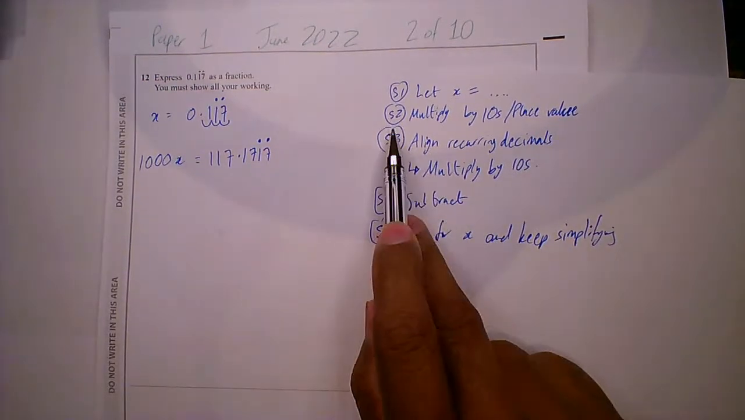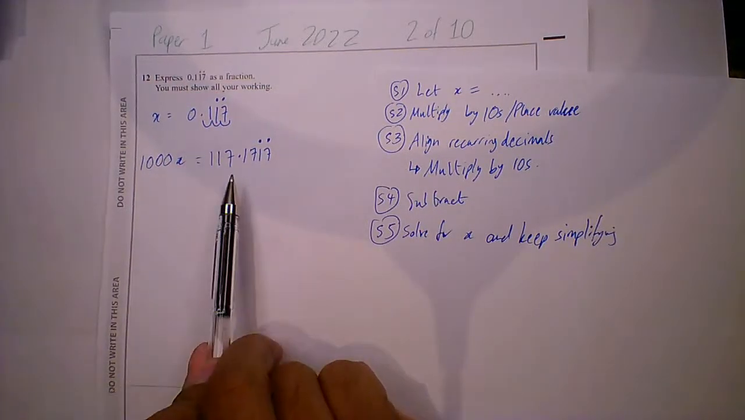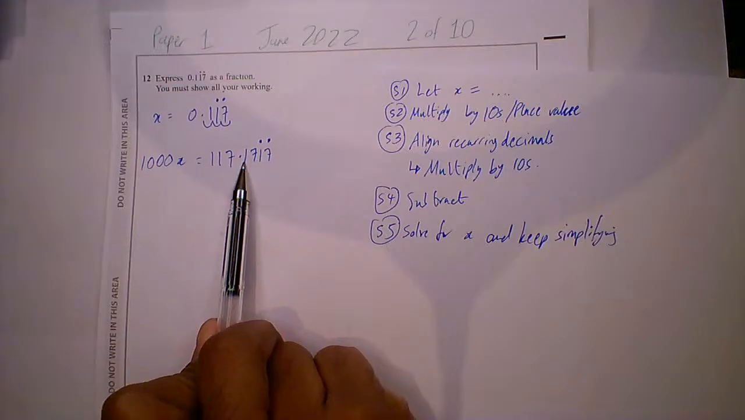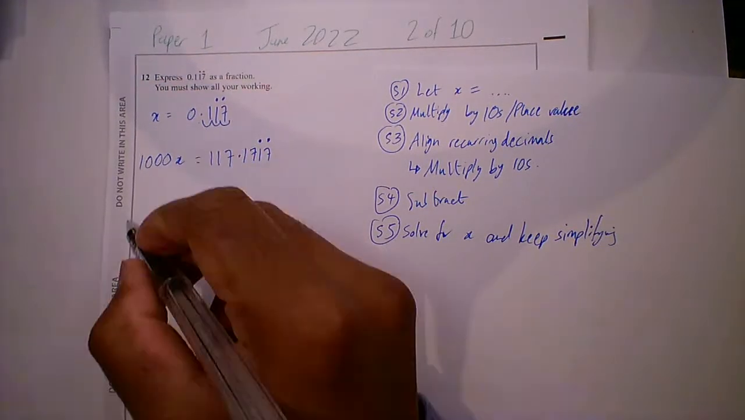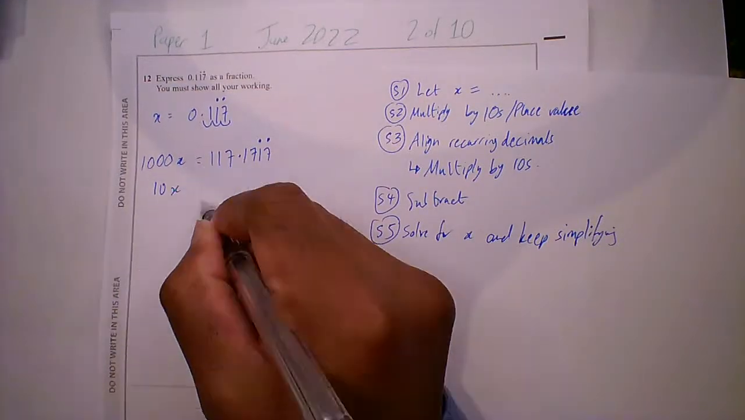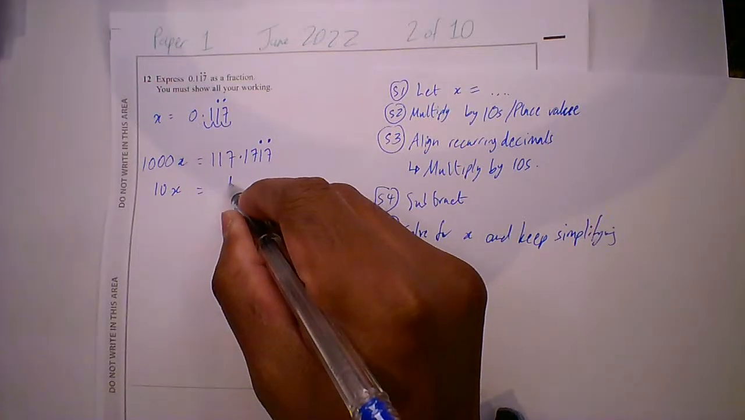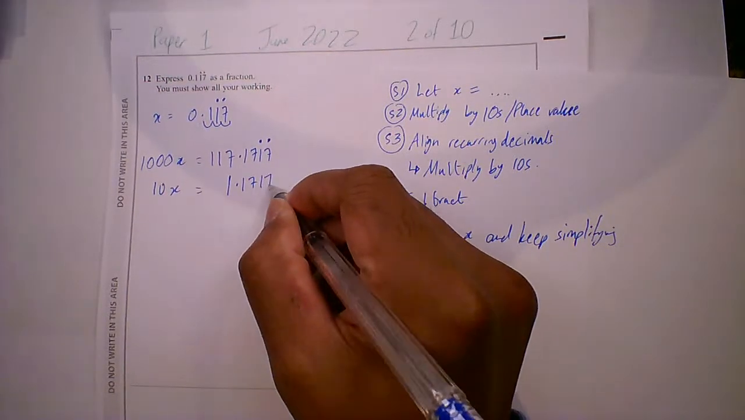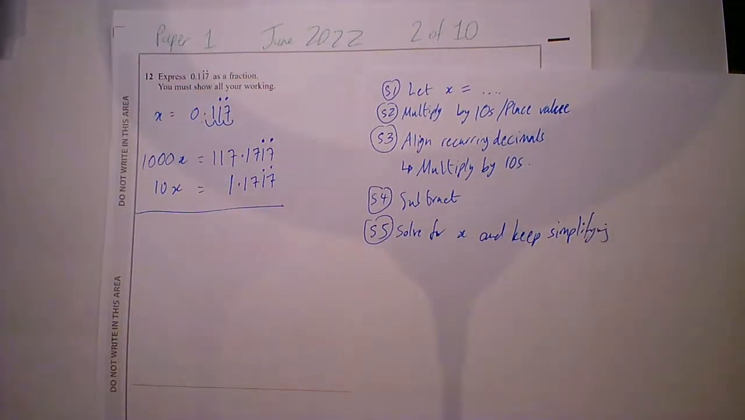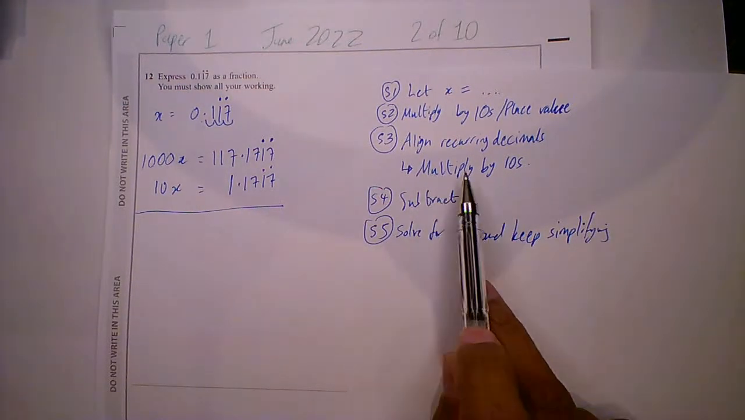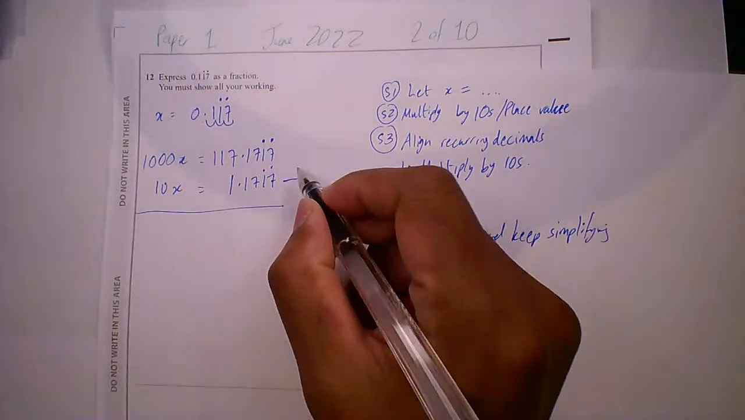The next thing, so that's step 2. Step 3 is I need to align the recurring decimals. So you can see here, after the decimal point, it's 17. Here it's 11. So I need to shuffle it 1 space to the left. So that's going to be 10x. And if I shuffle it 1 space to the left, it becomes 1.17, 0.1717, and you can see that they are now aligned. So now that I've got my step 3 sorted, I can now move on to the next step, which is I subtract them.